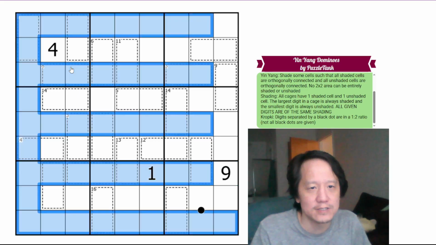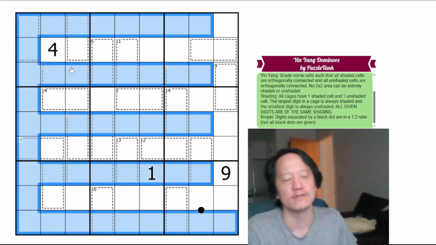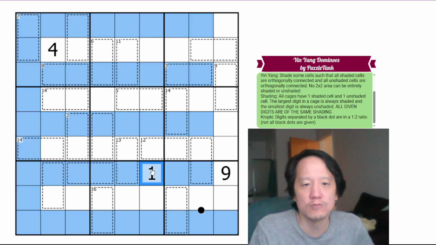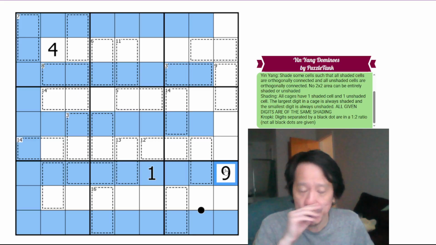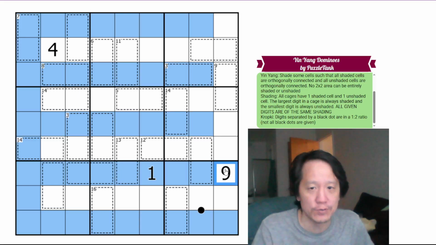So this would not work as the correct shading for this puzzle, because the 1, 4, and 9 are different shades. The 1 is shaded and the 4 and 9 are unshaded. They either have to all be shaded or all be unshaded. We don't know which.